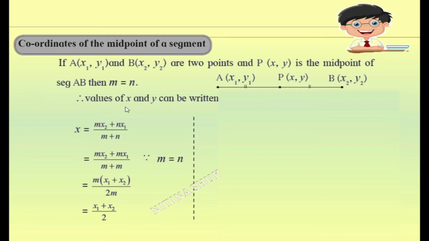Therefore, the value of x and y can be written as x is given by the section formula as (mx2 plus nx1) upon (m plus n). On substitution, m is equal to n. You get (mx2 plus mx1) upon (n plus n). Take out m common, it cancels and you get the formula (x1 plus x2) upon 2.